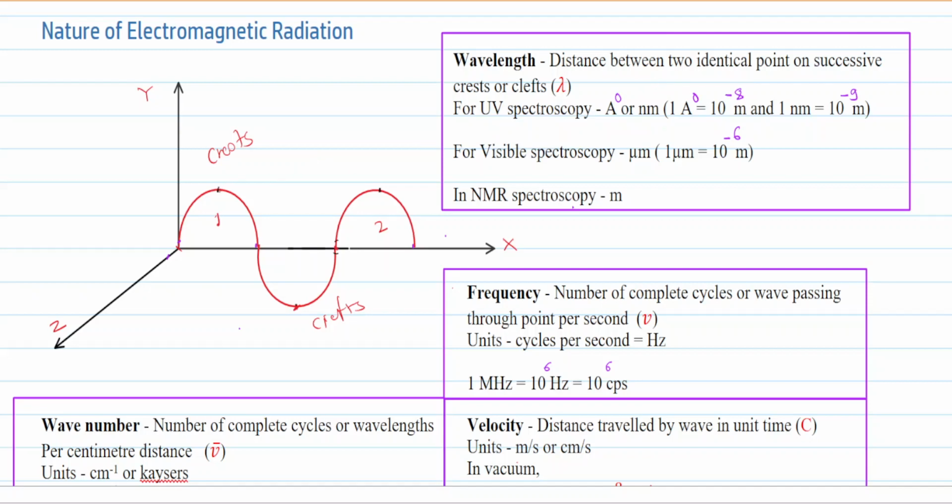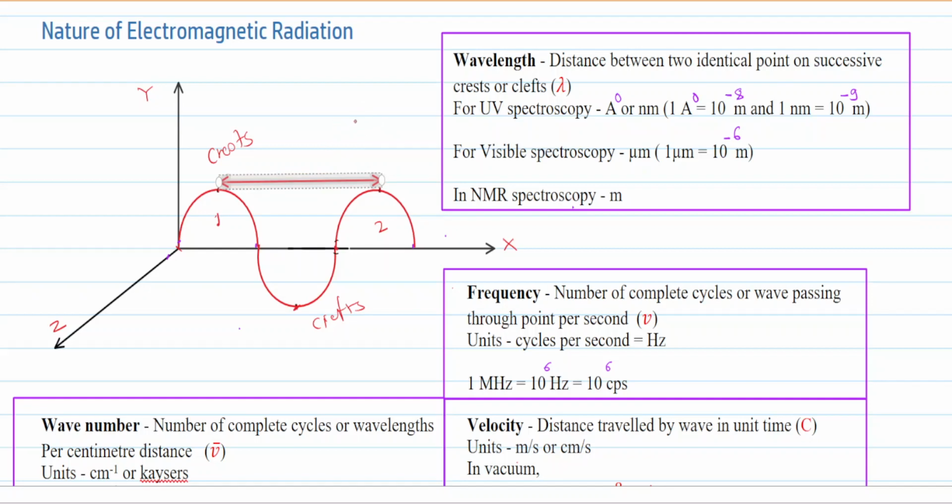Therefore, we have to consider identical points on a successive crest. Suppose this is the point and this is the second point. Now these points are identical. Why are they identical? Because they have the same distance from the x-axis. So identical points indicate the similar distance from the x-axis. Now the distance between these two points is nothing but the wavelength. So if I calculate the distance between these two points, it is called the wavelength of that wave.